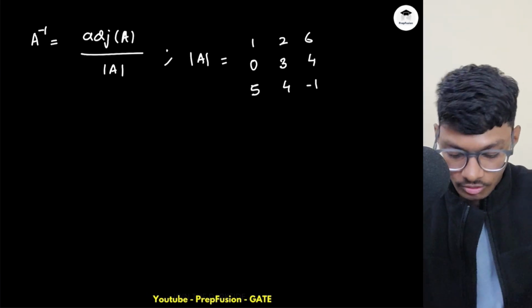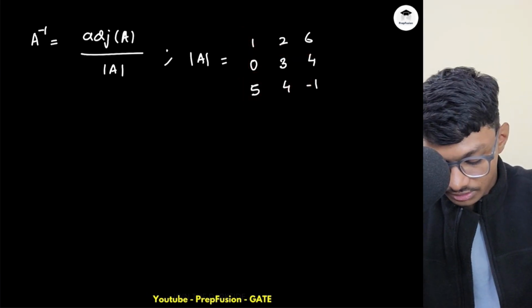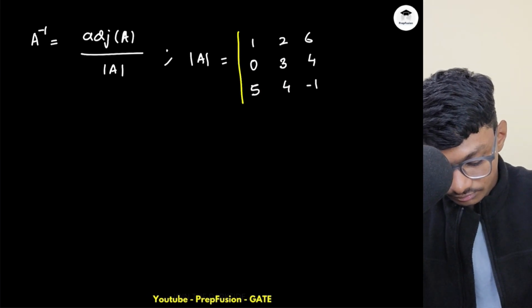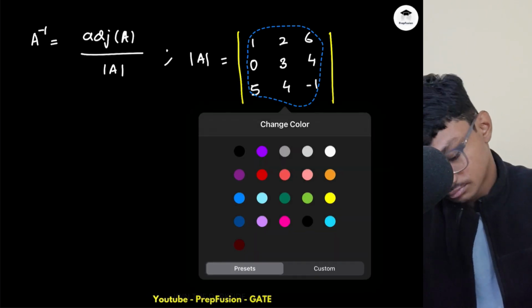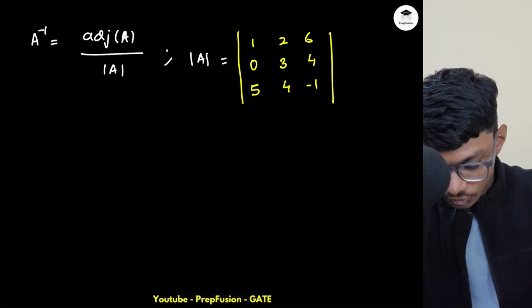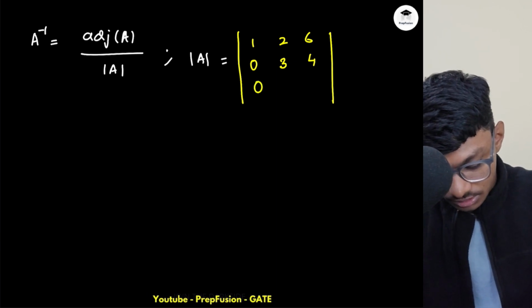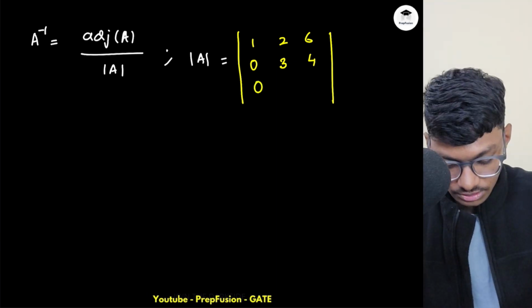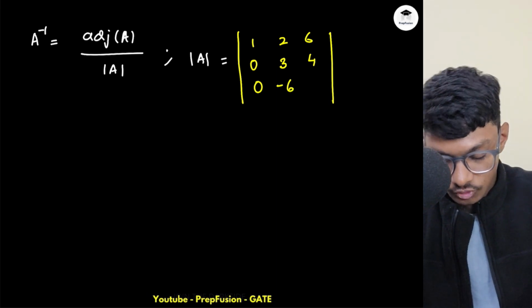You try to make 0. How will you make 0? Basically you multiply 5 with this and then subtract, so there will be 2 zeros over here. So basically you multiply 5 with this and then subtract, so this will be 0, 5, 10 times 4 minus 10, which is minus 6. 4 minus 10 is minus 6.